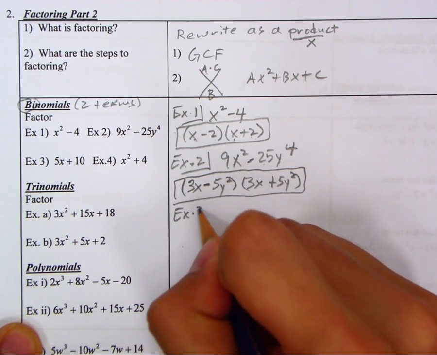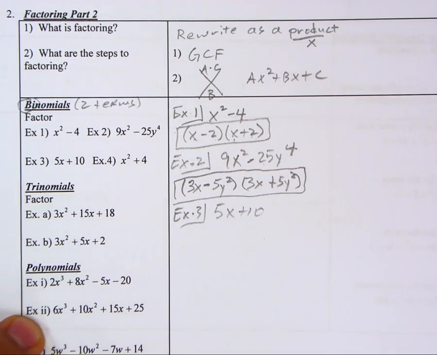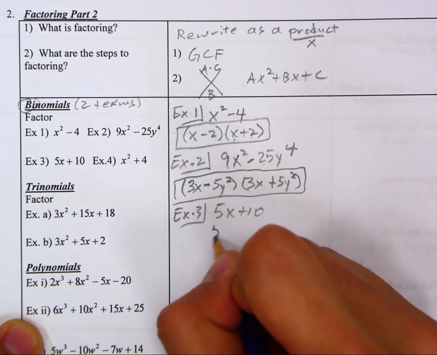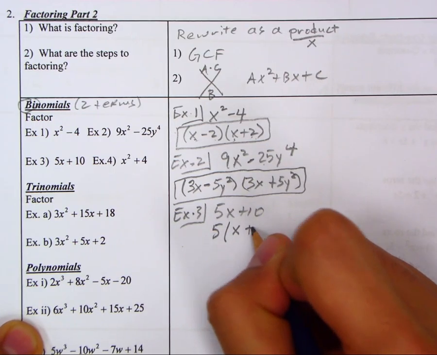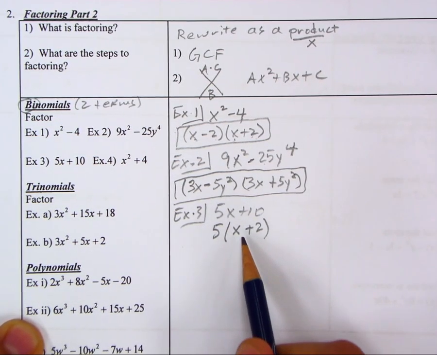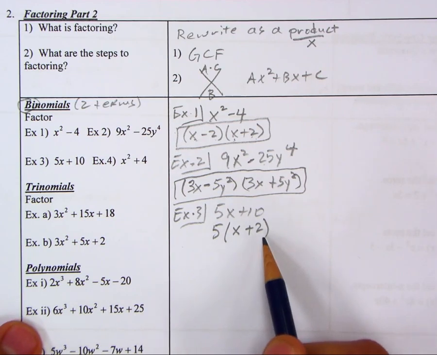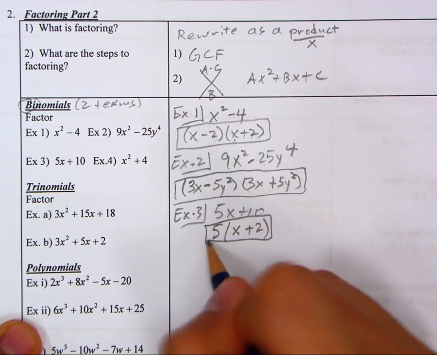Example 3, 5x plus 10. First question I always ask myself, is there a GCF? And what goes into 5 and 10? 5. 5 times x gives you 5x. 5 times 2. Inside the parentheses, I'm going to ask myself, is 2 a perfect square? No, so you are done.